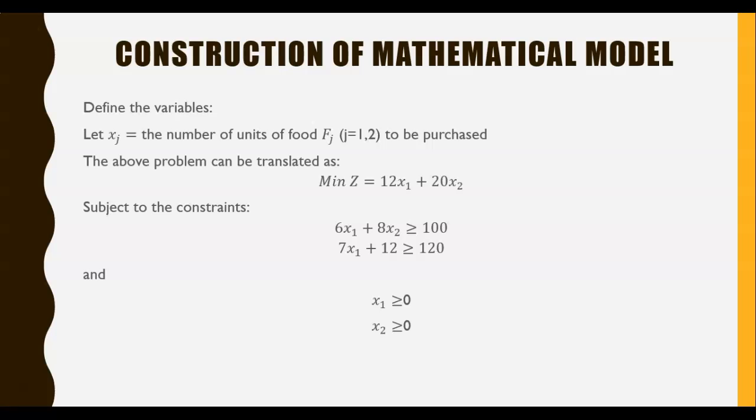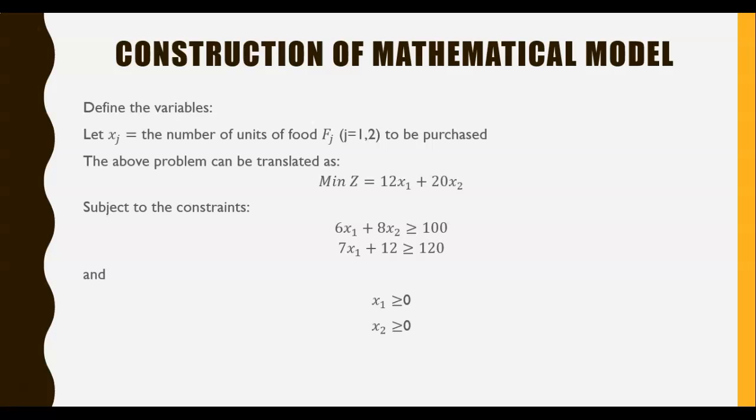The cost of 1 unit of food 1 is 12, we can see from the table. And if I have to purchase x1 units, then the total cost would be 12 into x1. Similarly, the cost of purchasing x2 units of food 2 is 20 x2. So the total cost will be the sum of these two, that is 12 x1 plus 20 x2. Then, subject to the constraints.